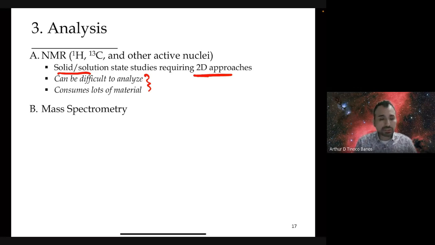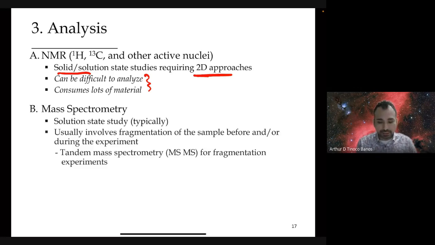Another really important approach is mass spectrometry. Here, solution state study is typically done. There are things that are sort of borderline solution, solid state, and I'll talk to you about that in a minute. It usually involves fragmentation of the sample before and/or during the experiment. When we're talking about fragmentation, what does that actually mean? It means you take your sample of interest and then apply some ionization approach that will break it into pieces. That is what is known as a tandem mass spectrometry experiment. You are looking at the fragments.